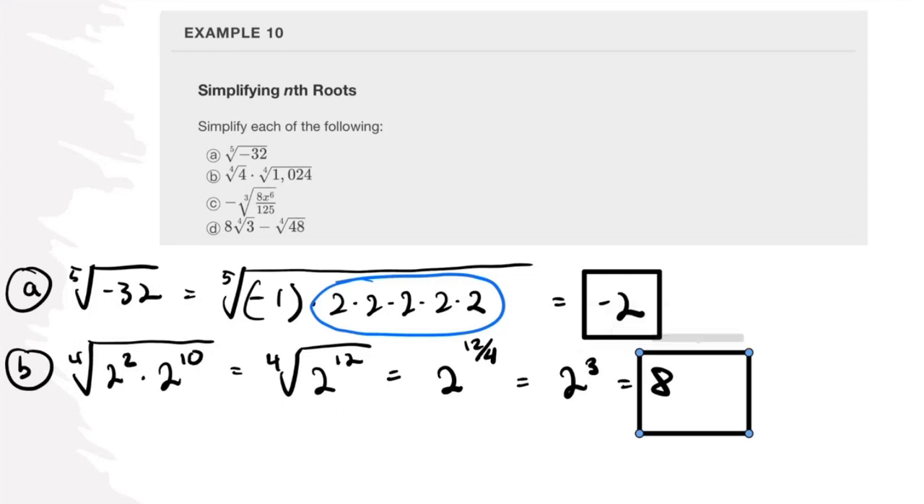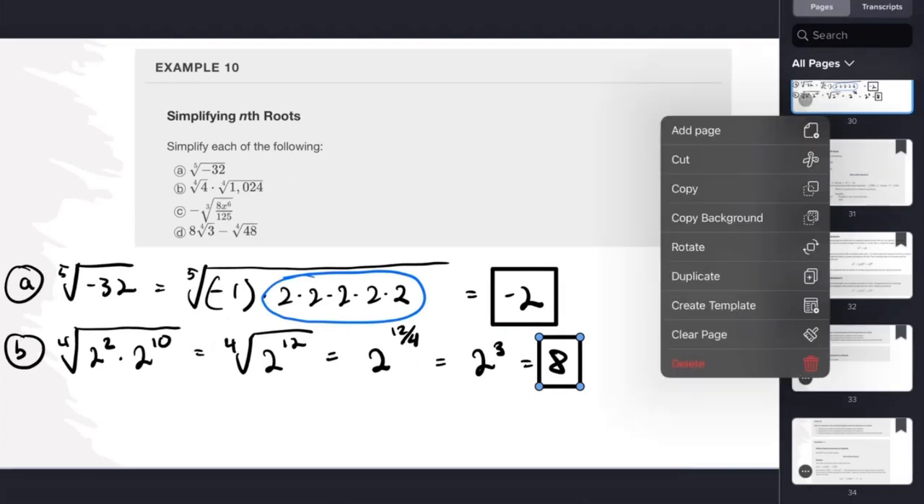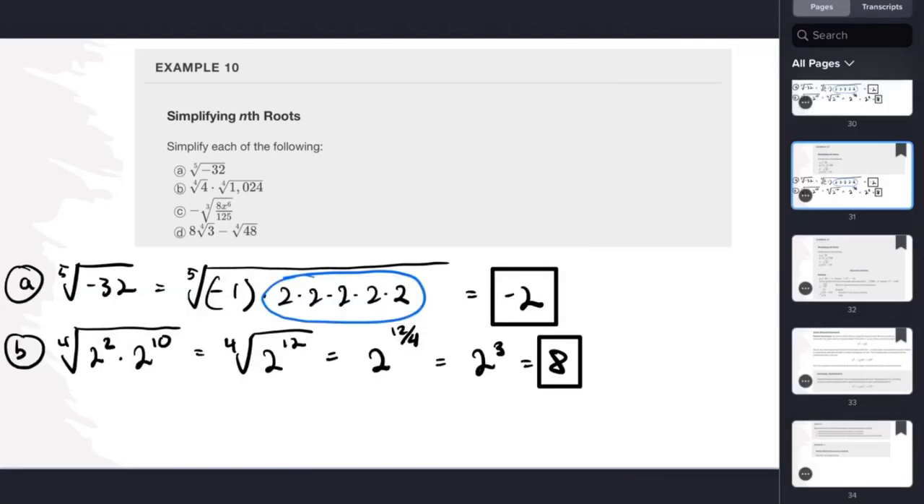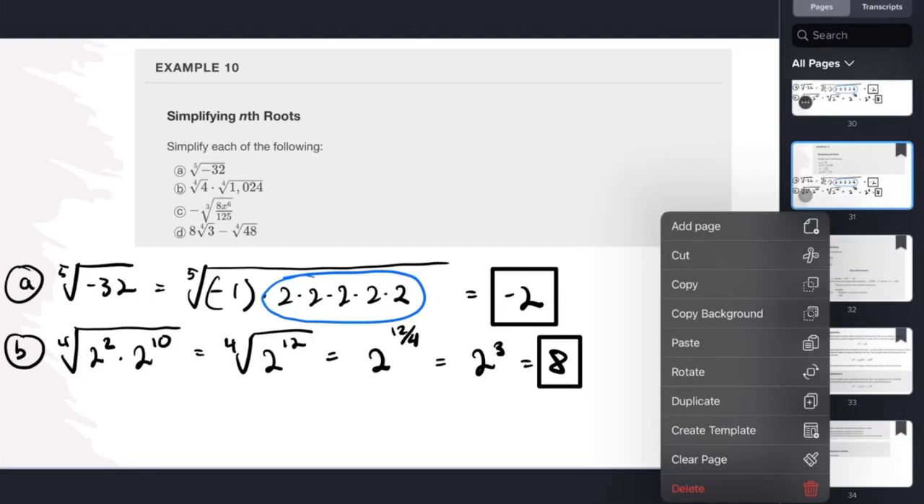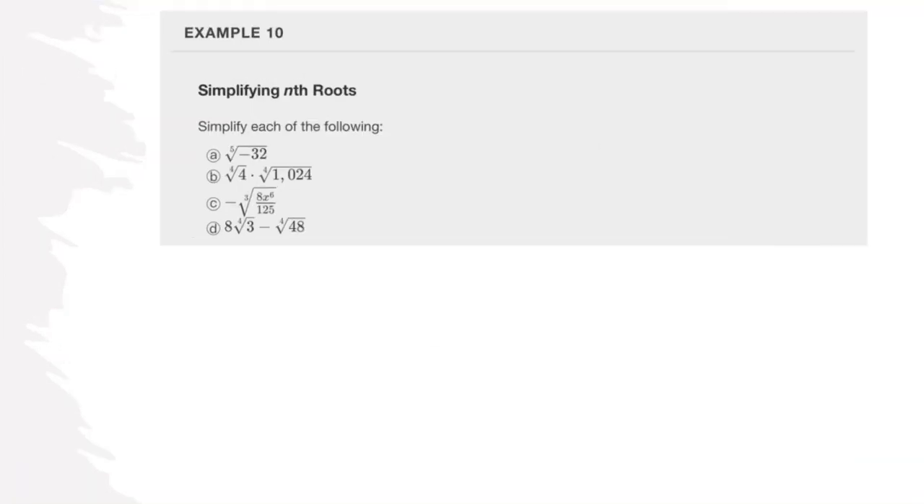Okay? So that's going to take some getting used to. I am running out of space here. Copy, paste. All right. So then we're working on C. Let me make sure we still got it. Okay. So let's work on C.